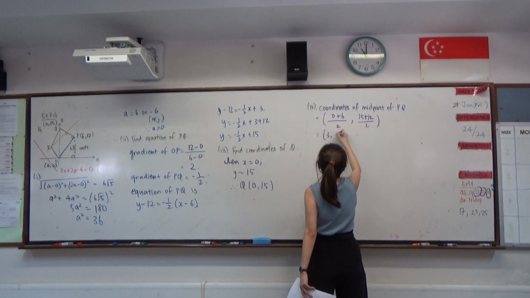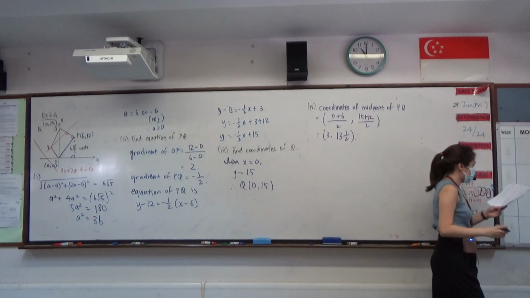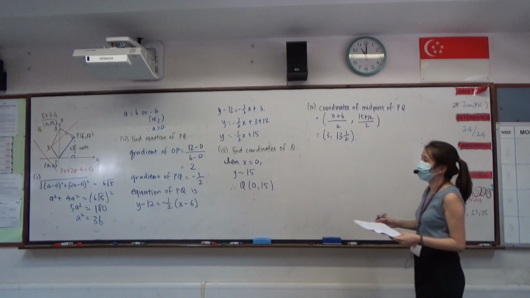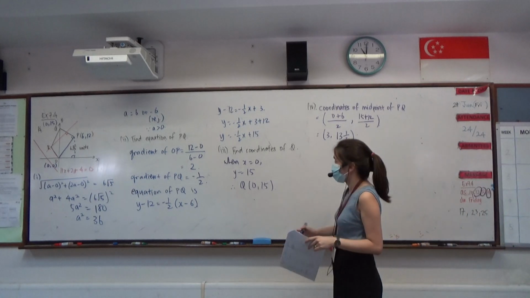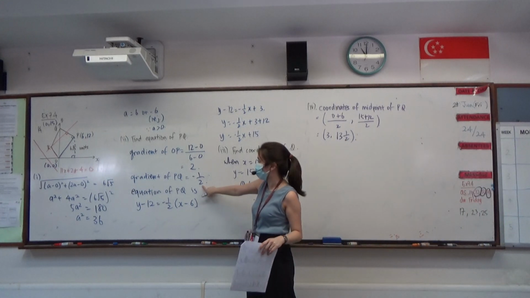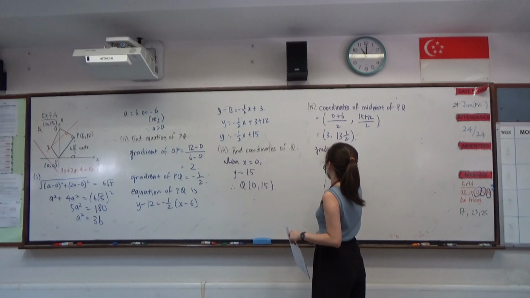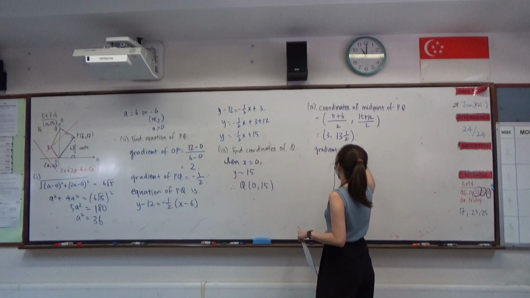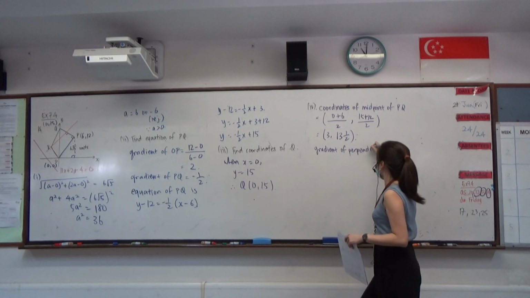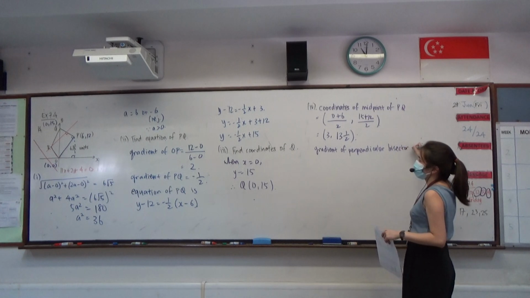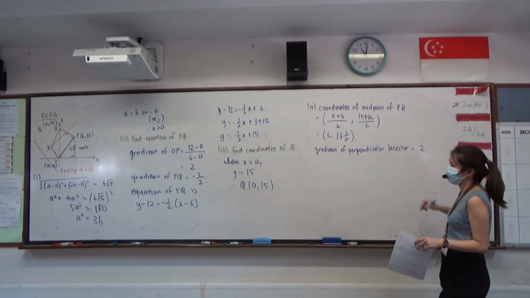so we get 13.5. Then we need to find the gradient of the line PQ, but we already had it, which is negative half. So the gradient of the perpendicular bisector would be equal to 2, actually.